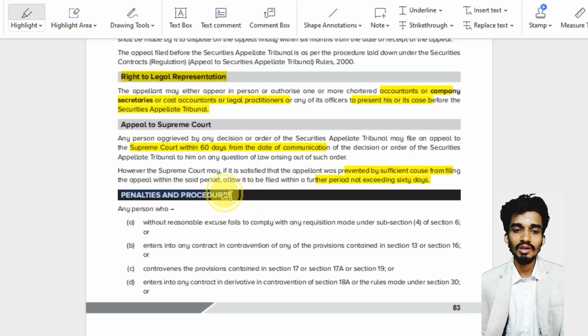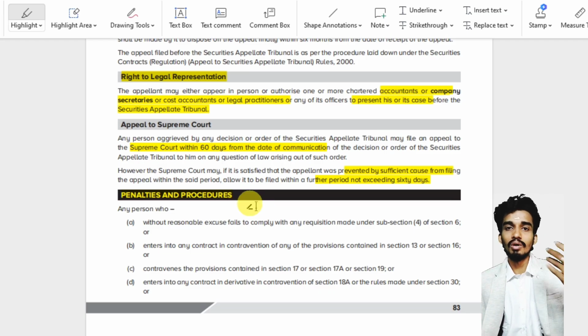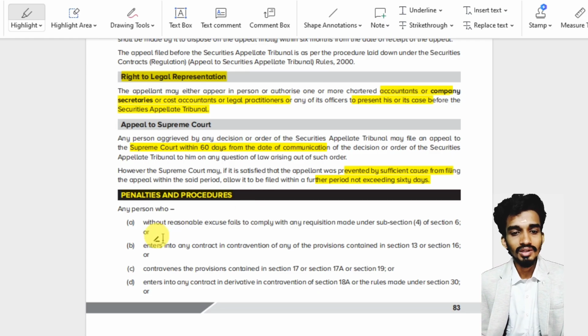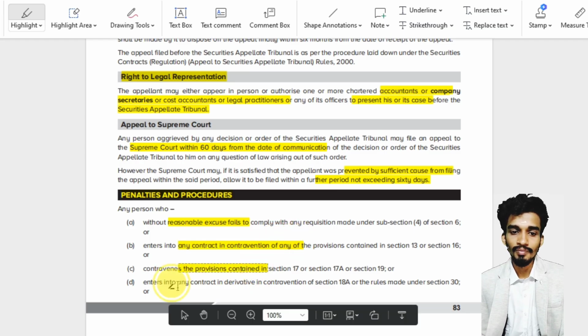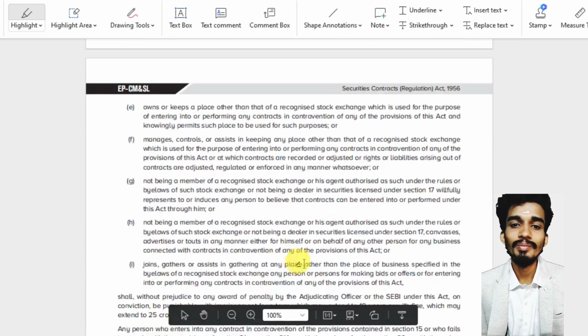And till now, everything goes smoothly and nicely. But what if any person is not following the rules or the regulations, what are the consequences such a person, stock exchange or member would have? Any person who, without any reasonable excuse, contravenes a provision of the Act, shall be penalized.